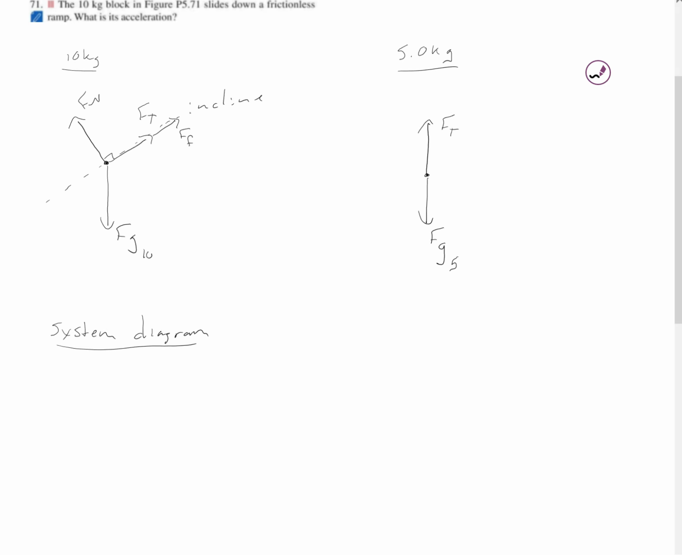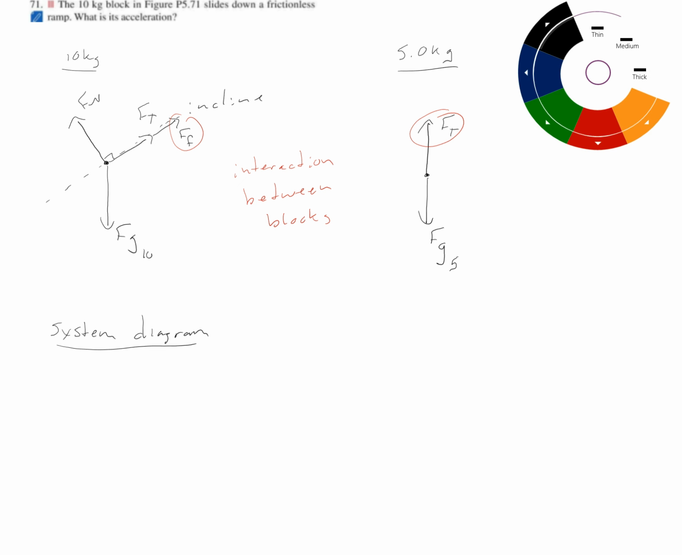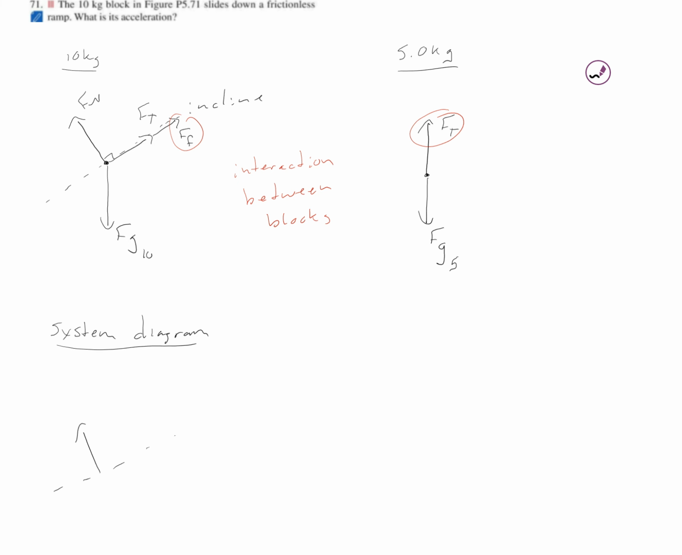System diagram will be connecting the two tensions. And if I just plug the little diagram into the bigger diagram, tension becomes internal to the system. And the only thing on the outside then would be force due to gravity 5. It's like I've taken the little diagram and plugged it into the big diagram.